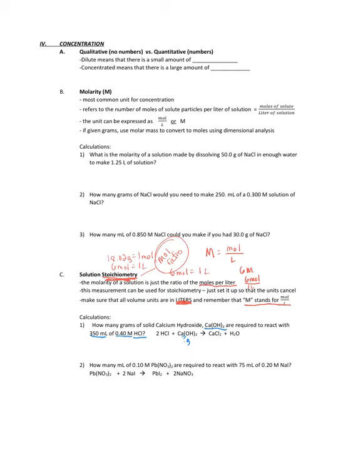So I know I have 0.350 liters. Where did I get that? From the 350 milliliters. I went ahead and moved my decimal 3 to the left. Remember, milliliters have to go bye-bye because we cannot use milliliters. Got to use liters. And then 0.40 molarity, and I'm going to change that to 0.40 moles over liters.